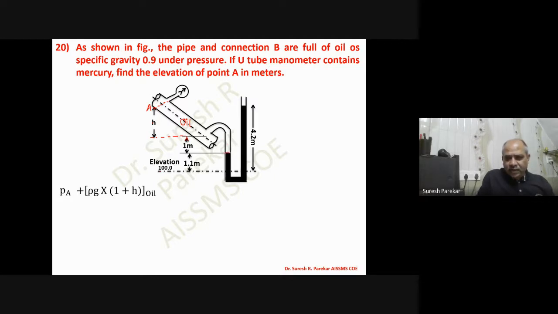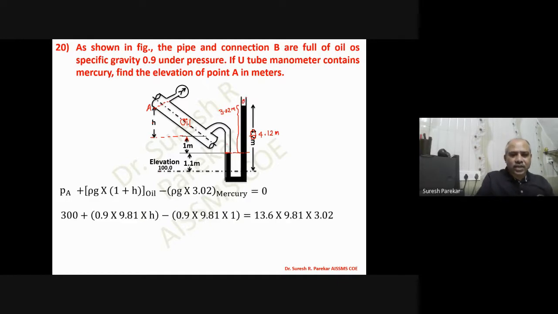Then we have the same value here, so we need not consider it over here. And then we have this value which is going up, so minus, and this value is 4.12 meter. Then 4.12 minus 1.1 gives 3.02 meter, and from this we get minus rho g into 3.02 of mercury. It is open to atmosphere, so the atmospheric pressure we will consider as 0.